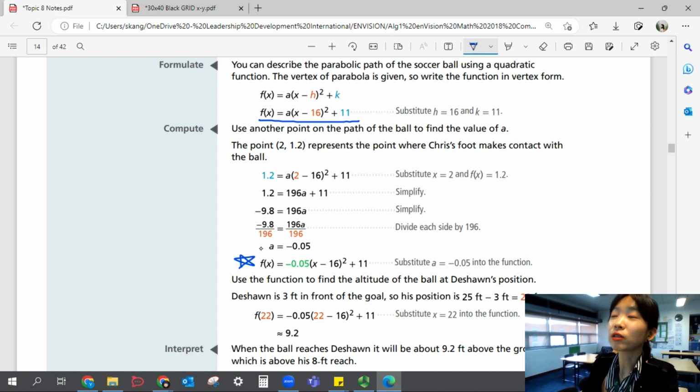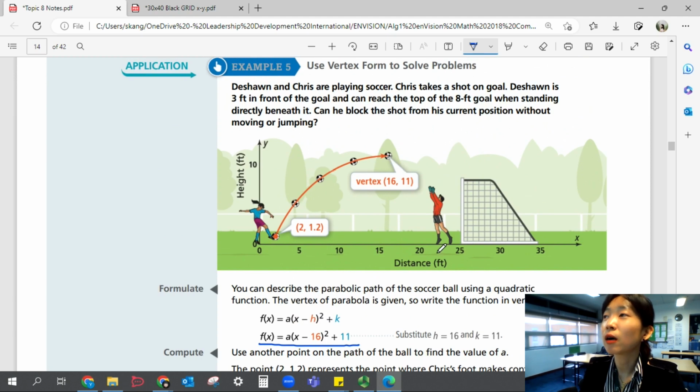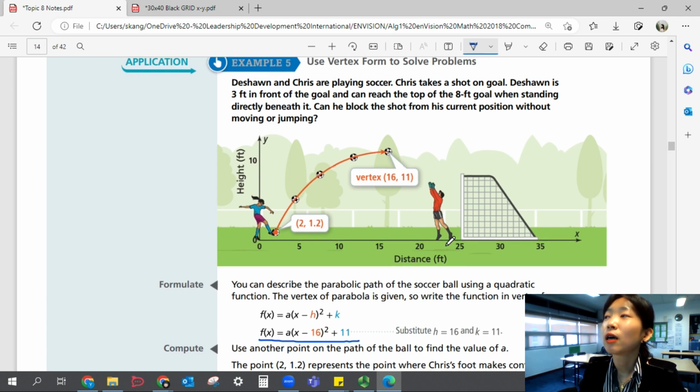Okay? And now you can use this function to find the altitude of the ball at Deshaun's position. Deshaun is about 22.53 feet, right?